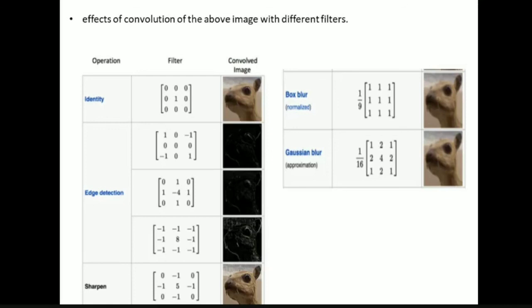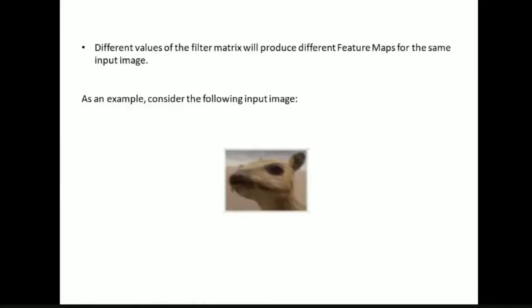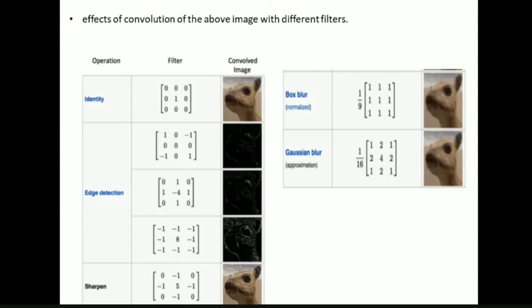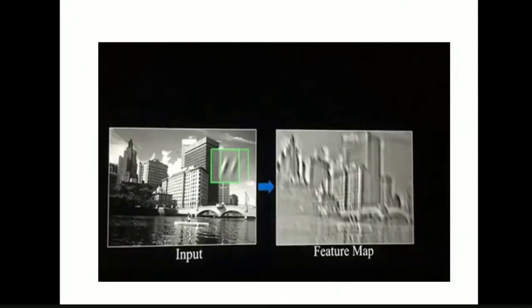After applying the fourth one, 0 -1 0, -1 5 -1, 0 -1 0, we have the sharpened version of the original input image. Then we have another kind, box blur, then Gaussian blur, and so on. So these are the different representations of the feature maps. That is, we get different feature maps based on the filters we apply to the given input image. Clear?